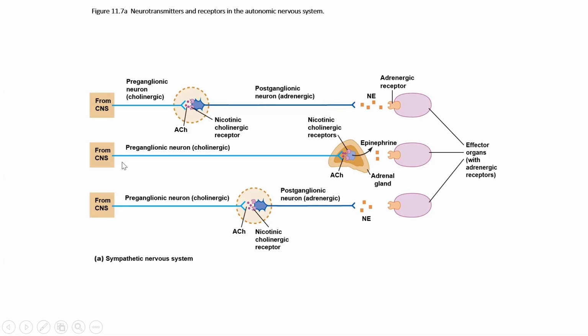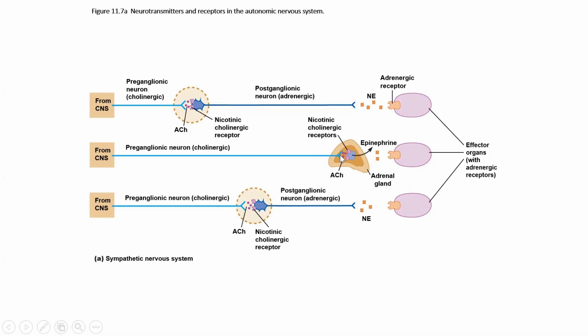Our second route of communication was a preganglionic neuron, also releasing acetylcholine. Remember, we said all preganglionic neurons release acetylcholine. So this is also a cholinergic neuron. That is going to synapse or bind onto a cholinergic receptor on our adrenal medulla chromaffin cells. So because these chromaffin cells within the adrenal medulla are acting like postganglionic neurons, they've also got the receptors, right?